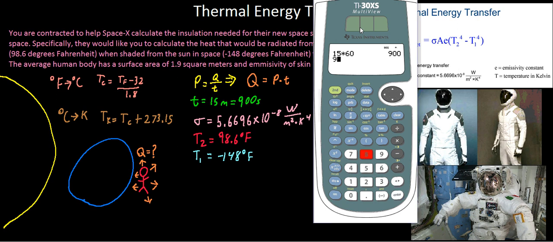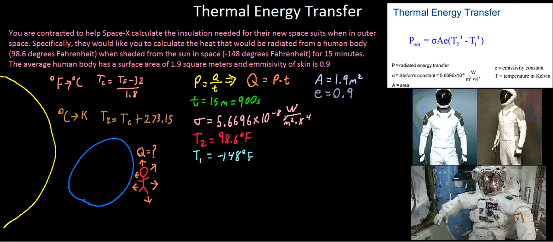So we'll go ahead and type it in. We'll say 98.6 minus 32. And then we'll divide that by, what, 1.8? And what do we get? We get 37 degrees Celsius. And then to convert that to Kelvin, we'll just add 273.15. And what do we get? We get 310.15. And so let's go ahead and write that out. We'll say equals 37 degrees Celsius, and that also equals 310.15 Kelvin.